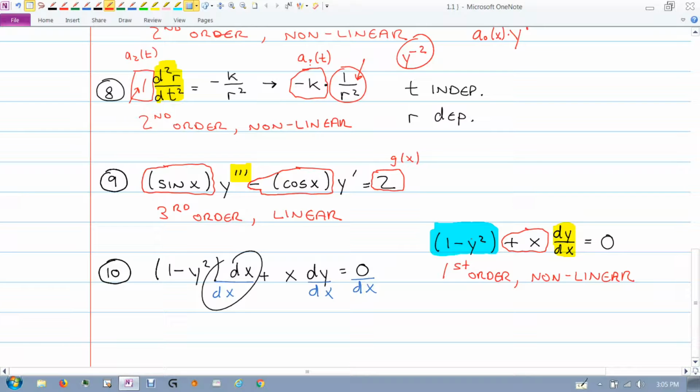Had that 2 not been there, had that just been to the first power, we'd be okay, but it's because it's squared that causes the issue. Okay, that's the first 10. I'm going to stop this video and pick up the next set of problems on a different video.